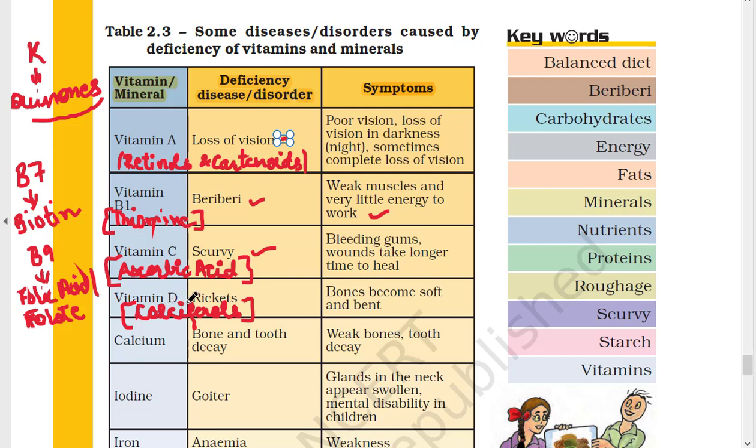Vitamin D, because it's related to bones, its deficiency causes rickets or osteoporosis. So bones become soft and bent. In osteoporosis also the same happens: bones become soft and bent.